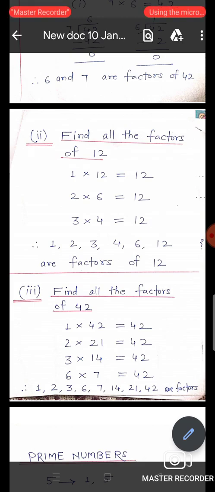So, I think your concept is clear now. What are factors? Factors are the numbers which can divide the given number exactly. No remainder will be left. Okay, let's move to next.